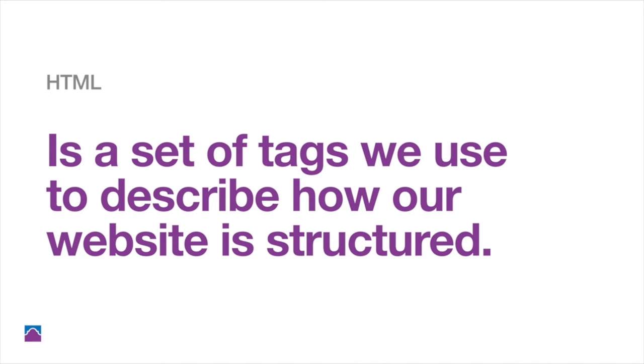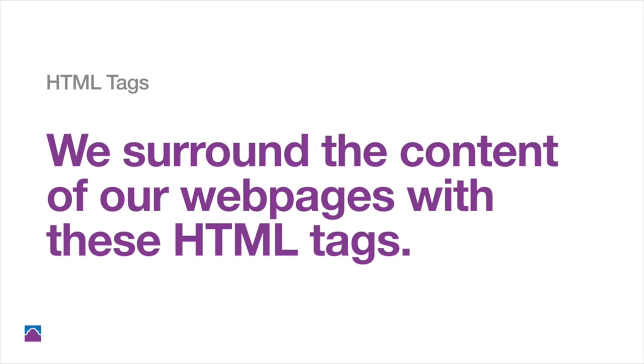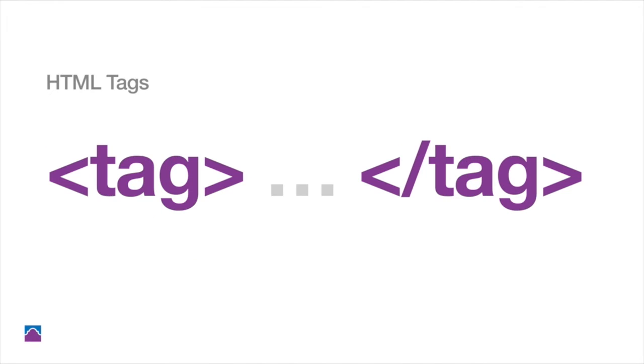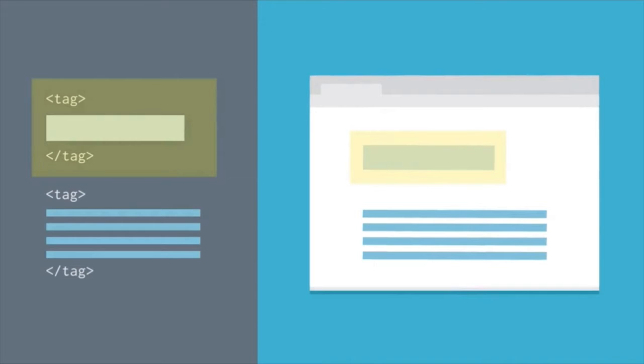HTML is a set of tags we use to describe how our websites are structured. We surround the content of our web pages with these HTML tags. So this is just an example of a tag. It's not an actual tag. It's just an example of when you wrap content around tags. That's how websites are built.